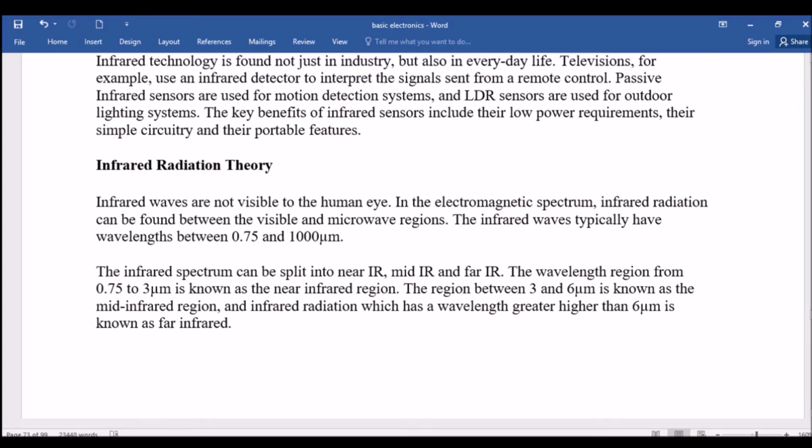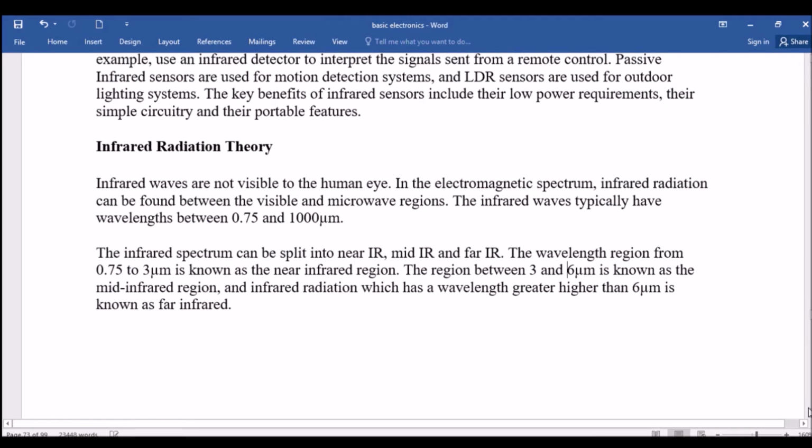So the infrared spectrum can be split into near infrared, then mid IR, and far infrared. There is infrared which can be used for near or short distance, the medium distance which is not small and not large, and even the far infrared, which can be radiated for long distance.